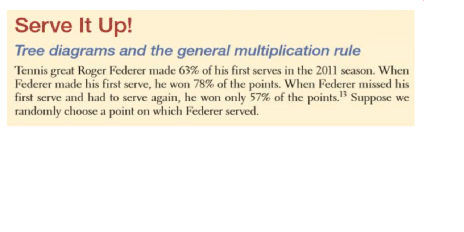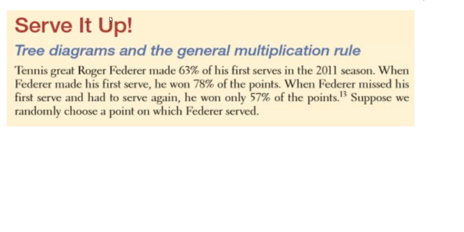So today what we're going to do is learn how to look at a probability situation and create a tree diagram that represents it. So let's just take a minute to read this. Tennis great Roger Federer made 63% of his first serves in the 2011 season. When Federer made his first serves, he won 78% of his points.